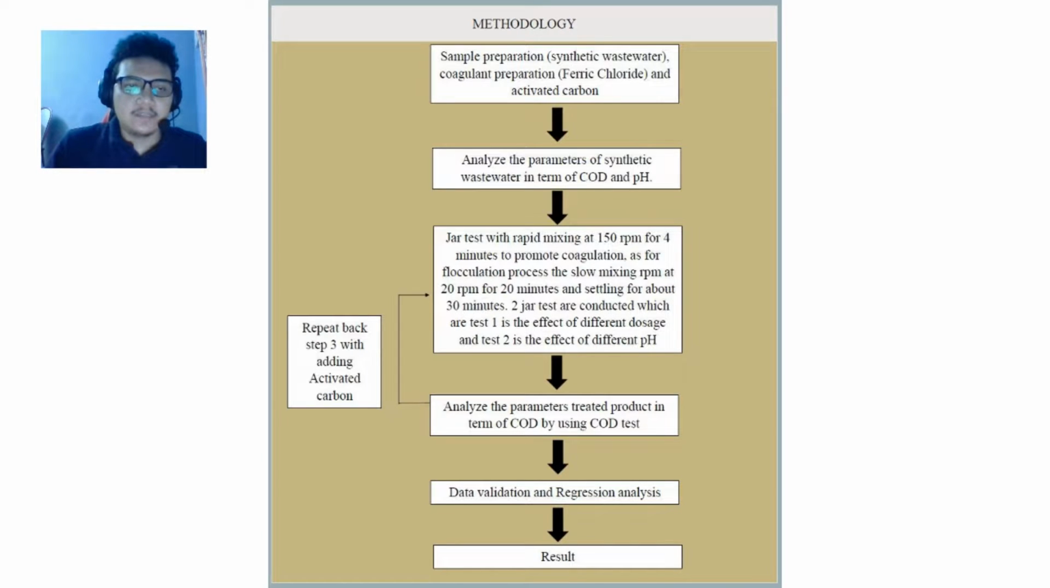For the jar test, rapid mixing at 150 rpm for 4 minutes is used to promote coagulation, and to promote flocculation the mixing rate is 20 rpm for 20 minutes. After that, the samples are left to settle for around 30 minutes. There are two jar tests conducted. The first is for the effect of different dosages.